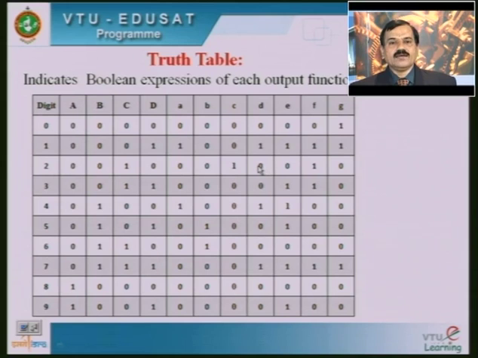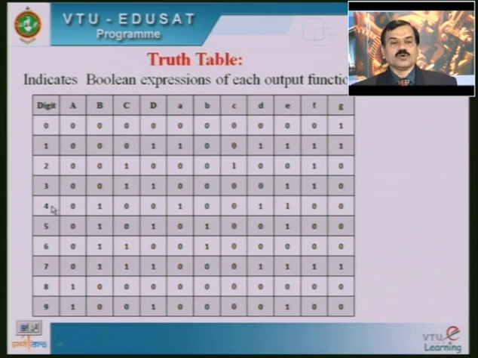Similarly for 2, to make it glow as number 2, automatically A should glow, B should glow, D should glow, and E should glow. So when these segments glow, it gives the effect of number 2. And if you want to display 3, then A should glow, B should glow, C should also glow, D should glow, and the last G should glow, and only E and F should not glow.